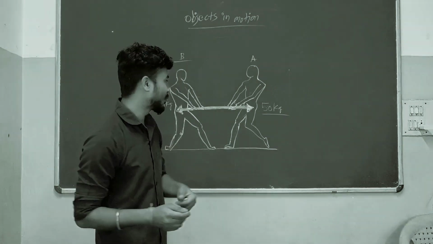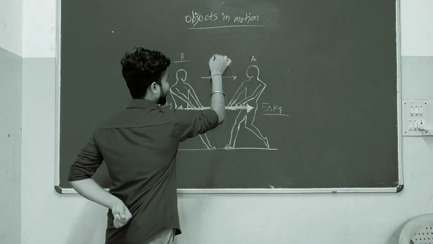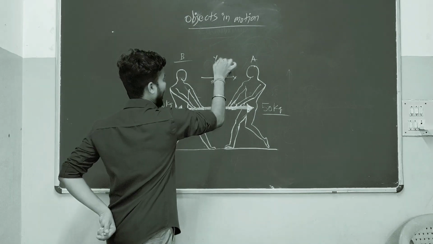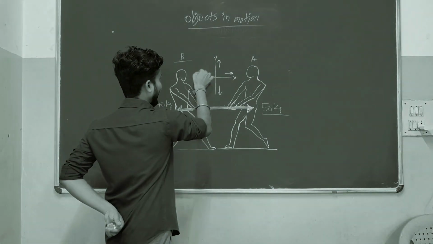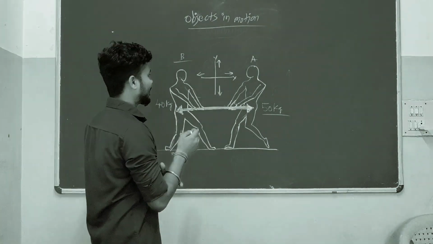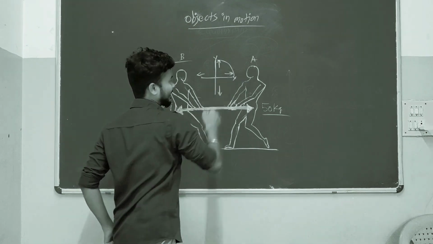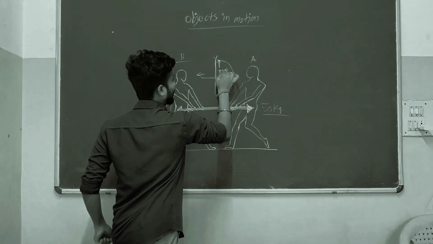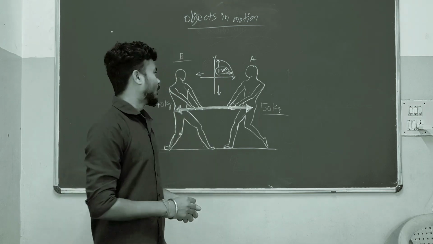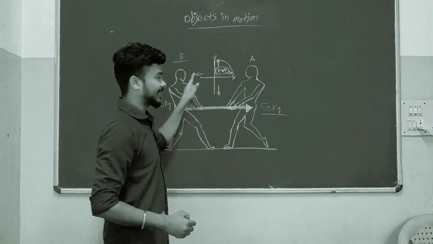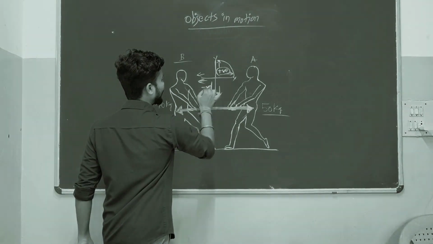Here is one more point. Suppose we take an x axis and a y axis. This is upward, this is downward, this is right side, this is left side. The forces acting upward and to the right side will be the positive forces, and the forces acting downward and to the left will be the negative forces.